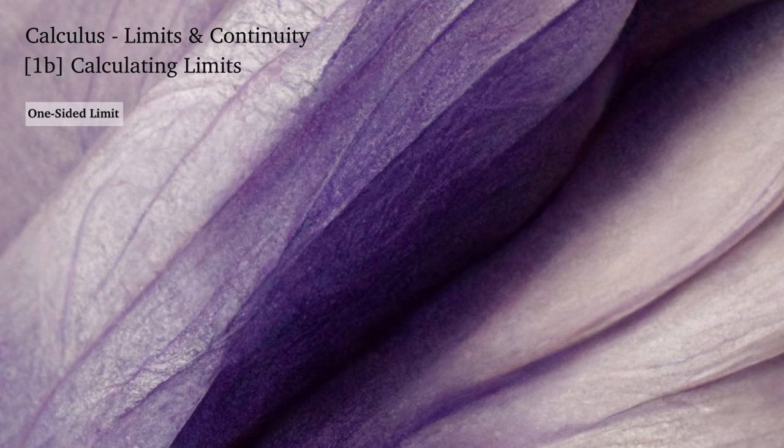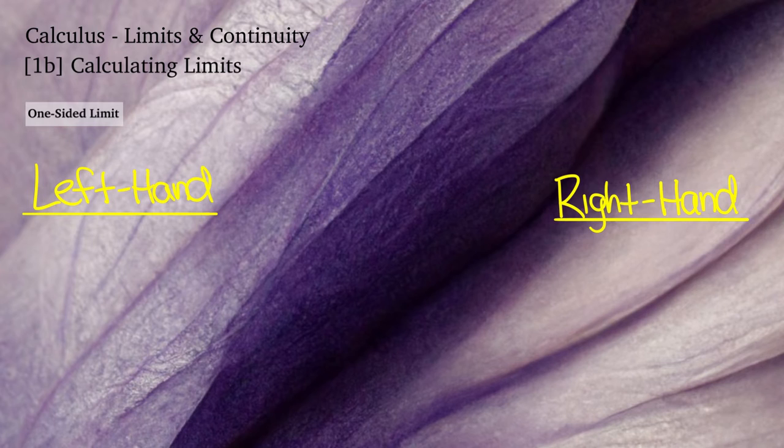All of the limits we've calculated so far have been two-sided limits. Now let's consider one-sided limits. There are 2 types of one-sided limits, a left-hand limit and a right-hand limit. The notation for a left-hand limit is the limit as x approaches c from the minus side of f of x or g of x or whatever. c is a real number, and that minus sign is a superscript.